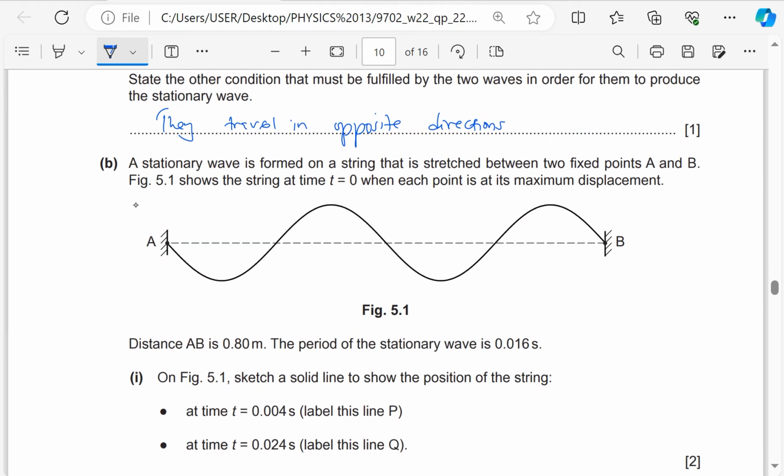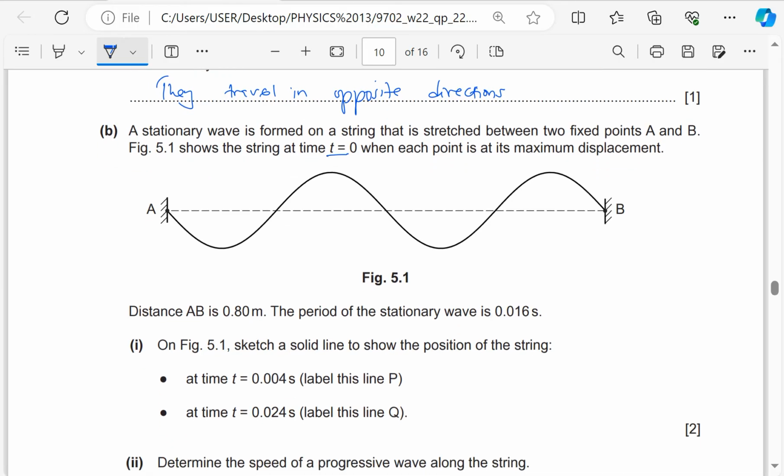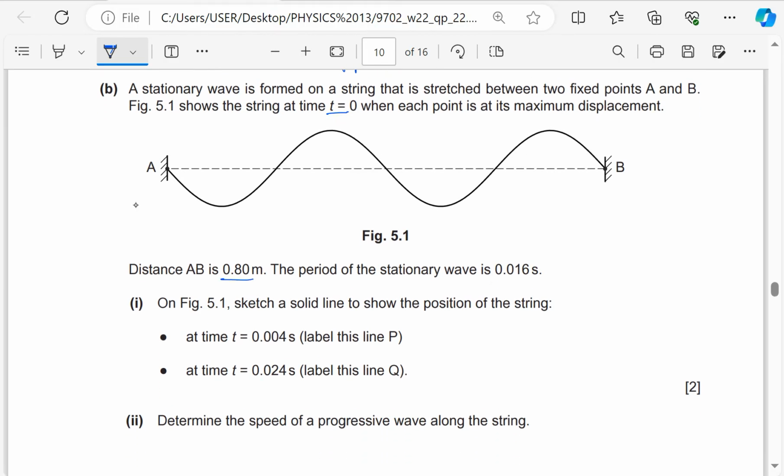A stationary wave is formed on a string that is stretched between two fixed points A and B, and the figure shows the string at time t equals 0 when each point is at its maximum displacement. Okay, so we are having something like that. That is constructive interference. Distance AB is 0.80 meters. The period of the stationary wave is 0.016 seconds, so this is T. On the figure, sketch a solid line to show the position of the string at time t equals 0.004 seconds.